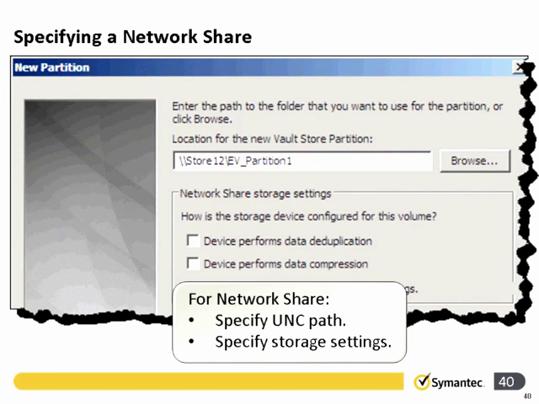If you had selected a network share as your partition location, you specify the Universal Naming Convention or UNC path to that particular location, and then based upon the type, you'll be prompted to know if the device is performing the deduplication and/or the compression. And the idea is that if the device itself is doing deduplication and compression, we shouldn't necessarily want Enterprise Vault to do that for us. So we can have Enterprise Vault not do that, and we can let the device perform those types of actions.